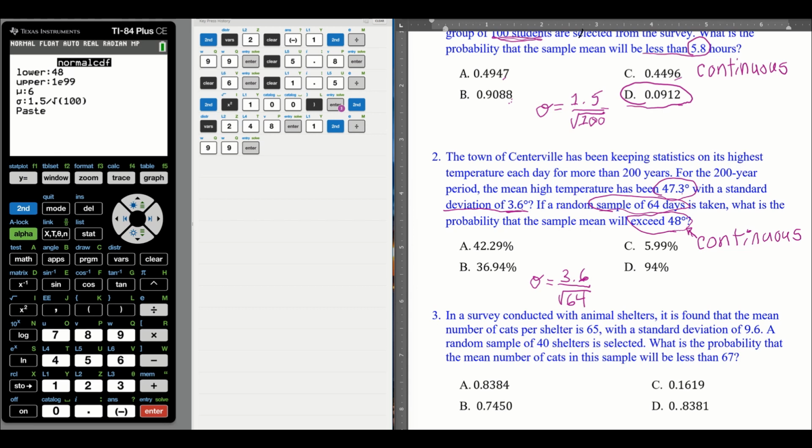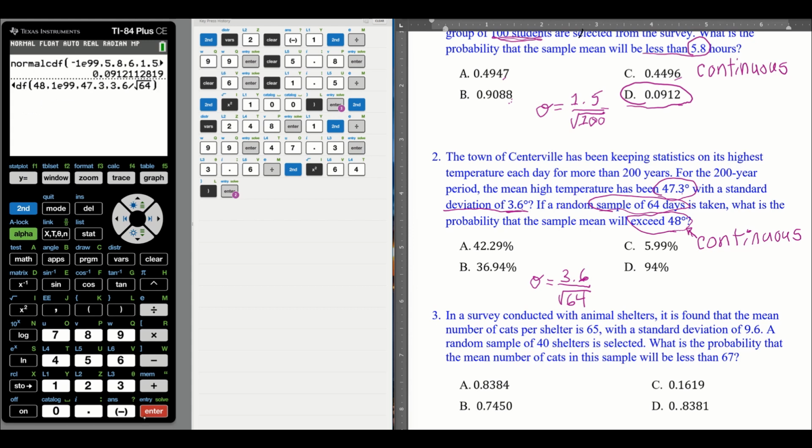Now I need to use my second E99. Enter. My mean is 47.3. Now I need to adjust 3.6 divided by second square root, 64. Enter, enter, enter again. There we go. Looks like 5.99%. Oh, and we have that. C is our option.